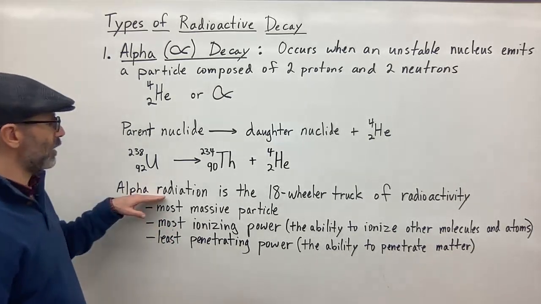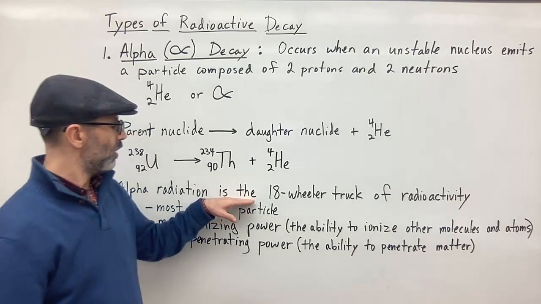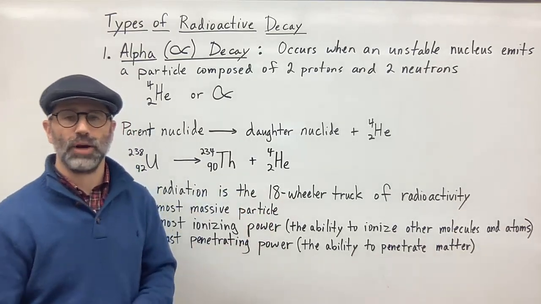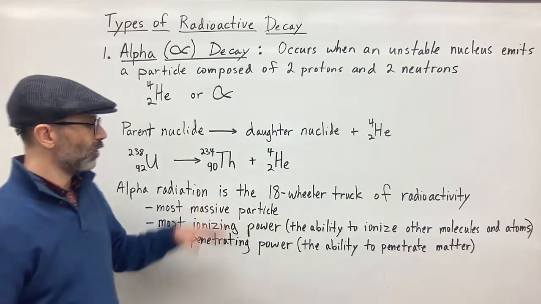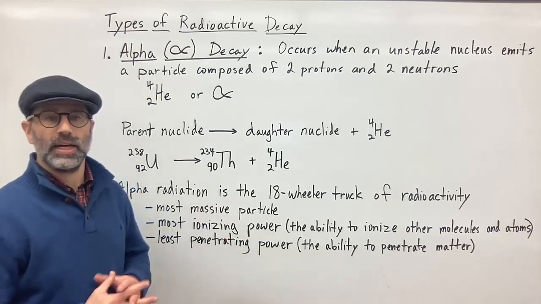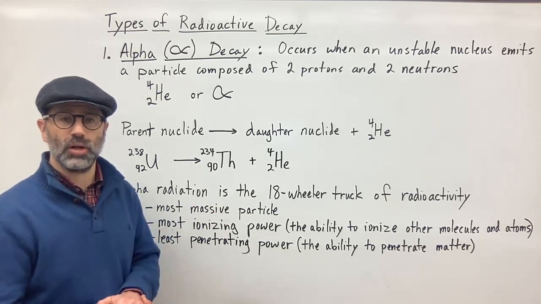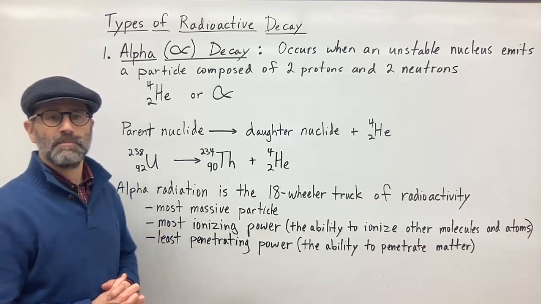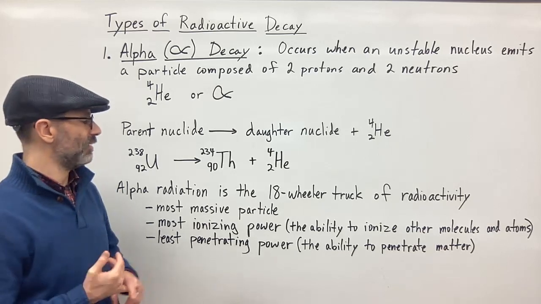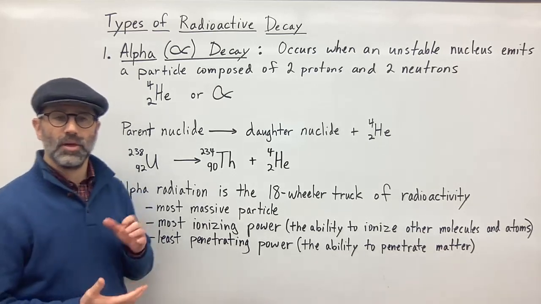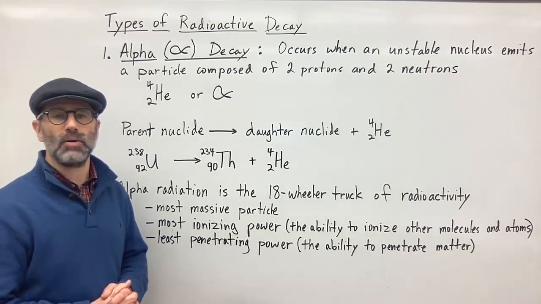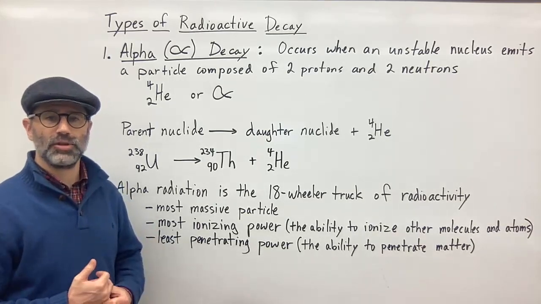So alpha radiation is what is called, or may be called, the 18-wheeler truck of radioactivity. The alpha particle is huge. It's the most massive particle given off in any sort of decay, and so this is going to lead to it having the most ionizing power and the least penetrating power.